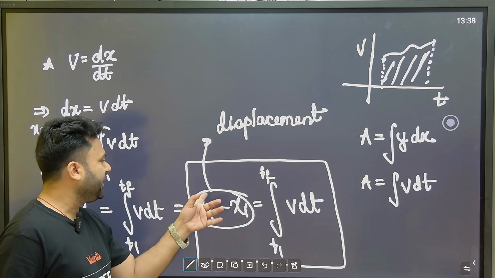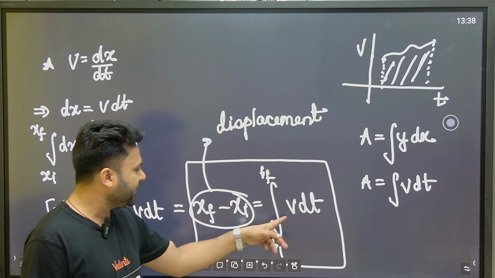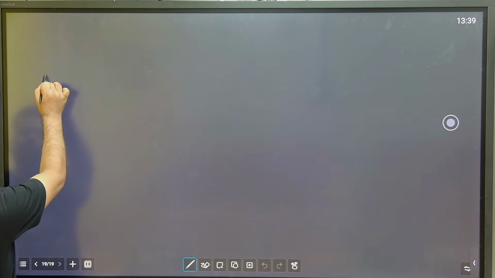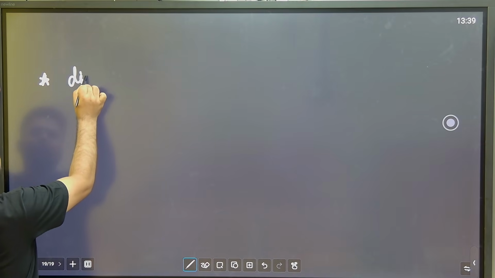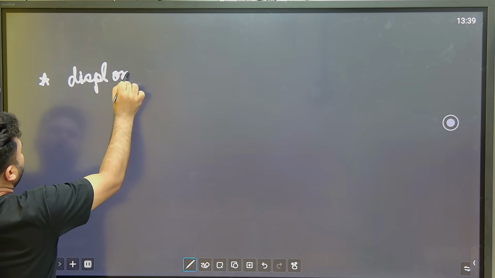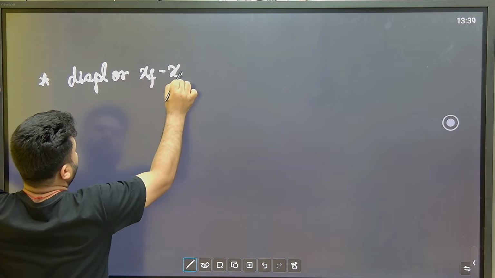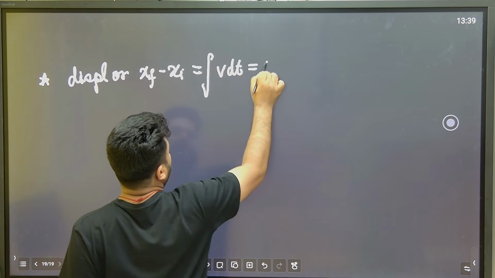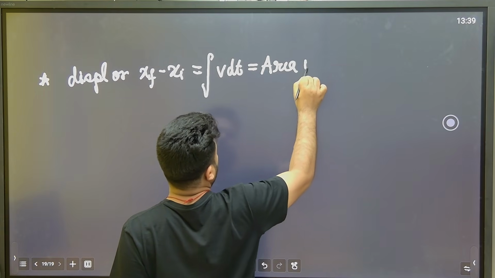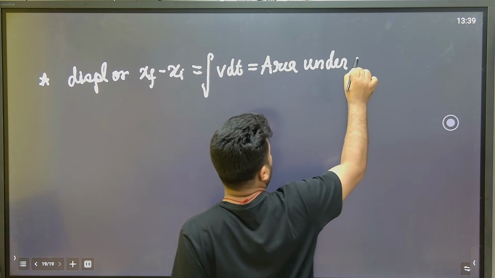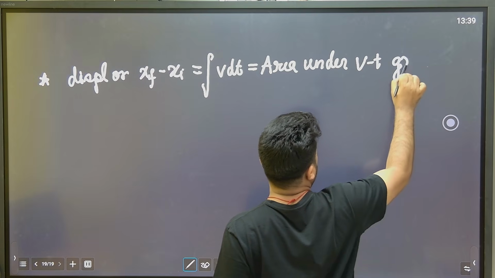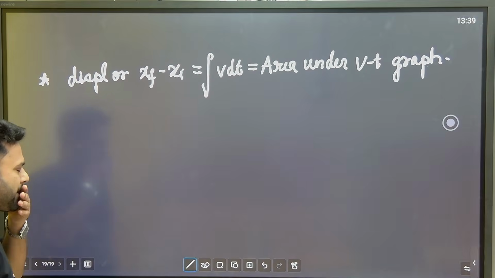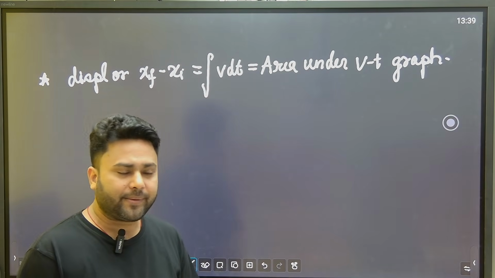Now area is integration of v dt. What is integration of v dt? Displacement. See here, very important: displacement, or final position minus initial position, equals integration of v dt, equals area under the vt curve, area under the vt graph. Correct. Clear?